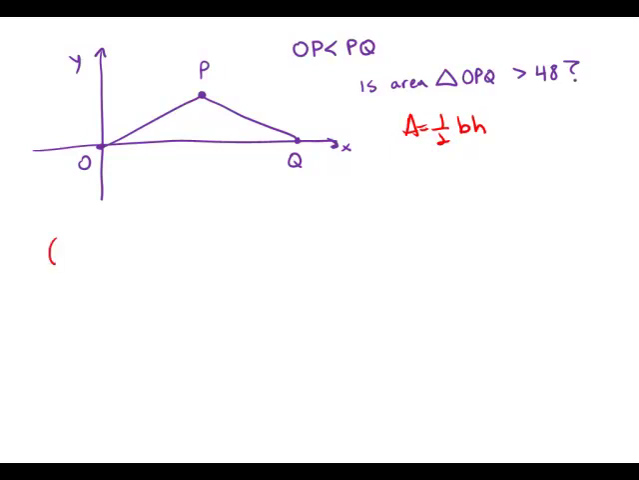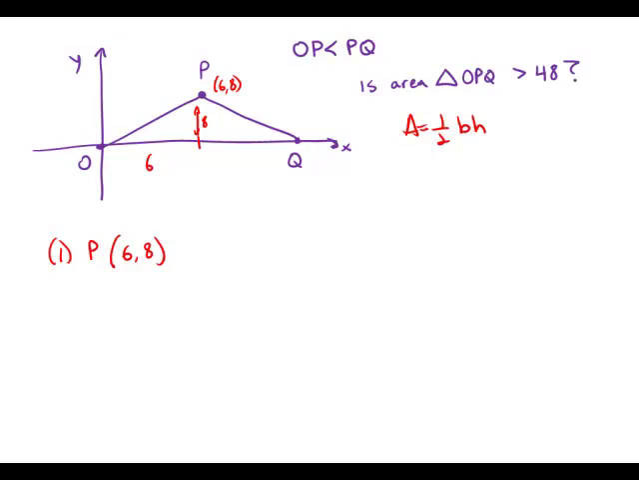Statement number 1 tells us that the coordinate of P is (6, 8). And so what we have here, (6, 8), means that we've gone over 6 and then up 8. Well, that's interesting. So that would certainly allow us to figure out the area of the triangle on the left side.